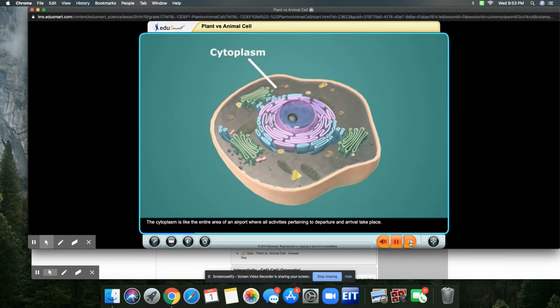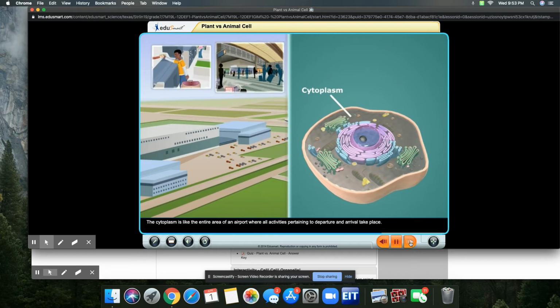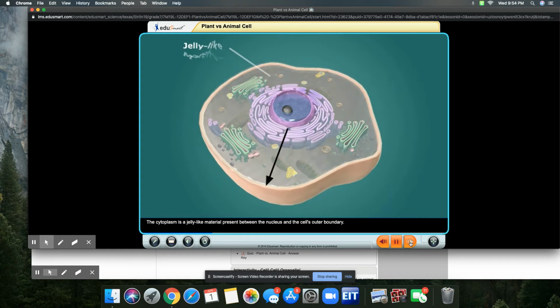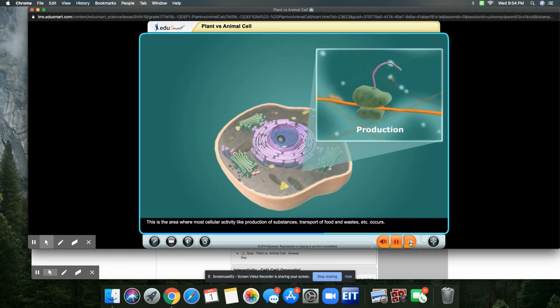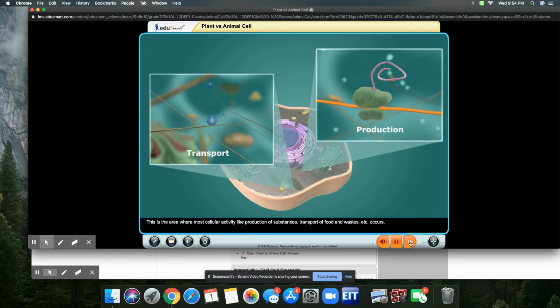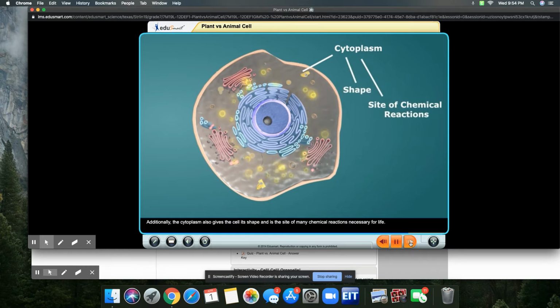The cytoplasm is like the entire area of an airport, where all activities pertaining to departure and arrival take place. The cytoplasm is a jelly-like material present between the nucleus and the cell's outer boundary. This is the area where most cellular activity, like production of substances, transport of food and waste, etc., occurs. Additionally, the cytoplasm also gives the cell its shape and is the site of many chemical reactions necessary for life.